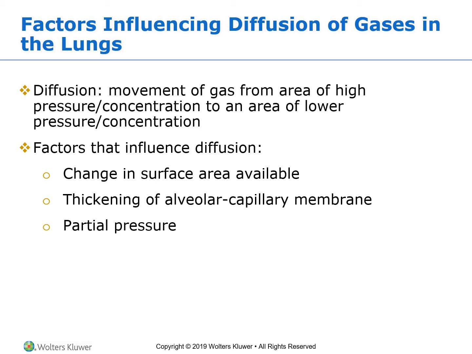Okay, and now we have an area of lower concentration outside the body, and so the area inside the lungs is now higher. So now it's going to move outside the lungs and back into the air outside the body because of the way diffusion works. And that is that movement of gas from the area of higher pressure or concentration to lower concentration. So what kind of factors influence this process of diffusion?